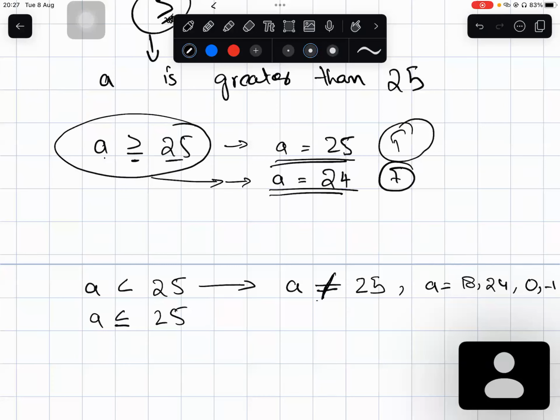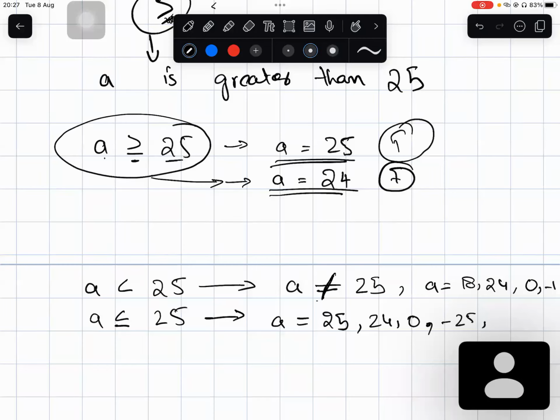However, if you have this sign, A is less than or equal to 25. So in this particular case, A can definitely be equal to 25. This will be true. And A can be equal to 24. It can be equal to 0. A can be equal to -25. A can be equal to -100. Is this making sense? Yes.